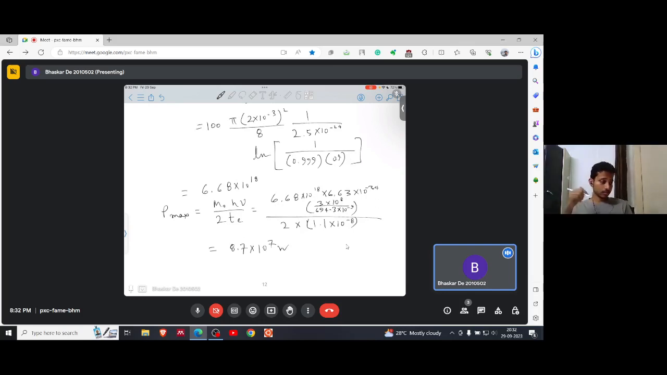So this is the maximum Q switched power that we can have, the Q switched output power from the UV laser with the given configuration.